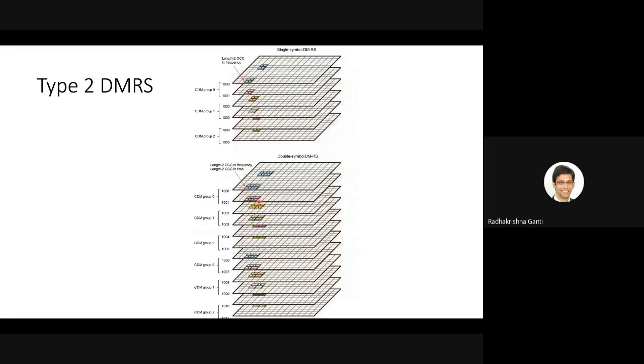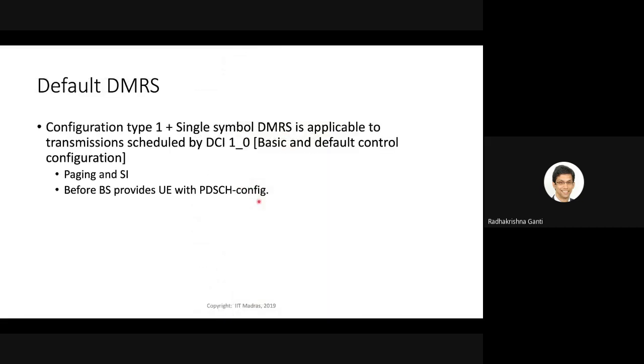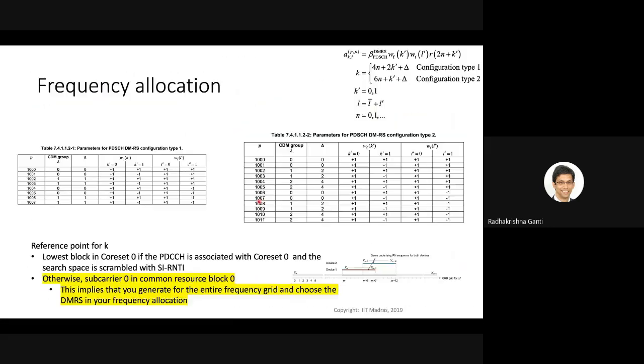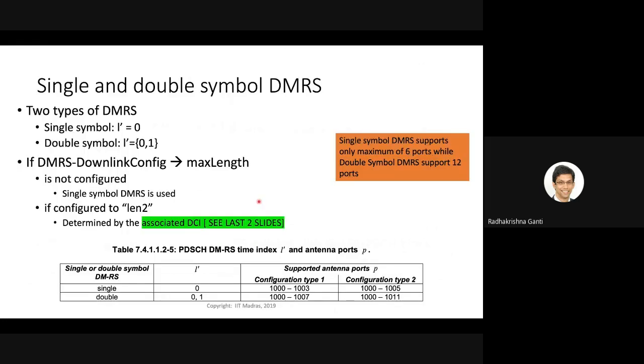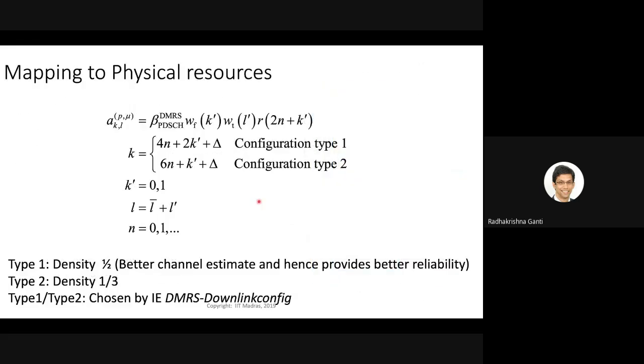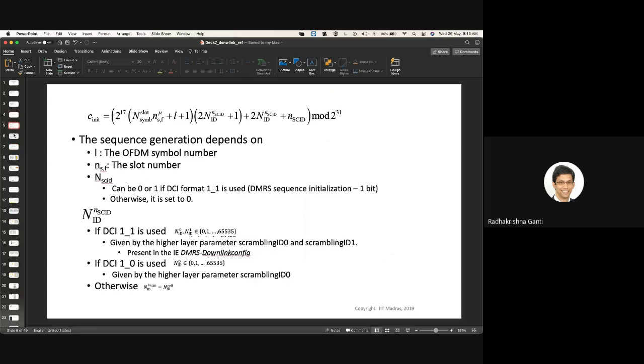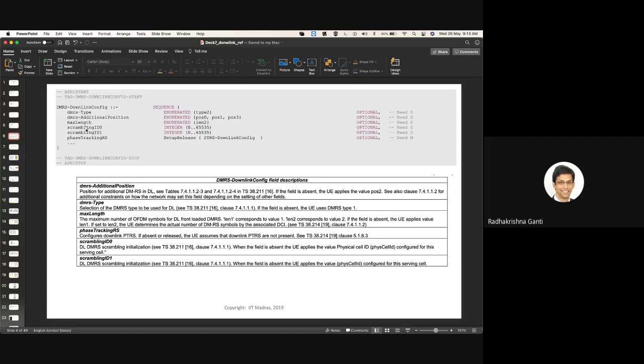So this is for type 2 DMRS. Type 2 DMRS also has the same thing. So the basic thing is the default DMRS type. What did we see? We saw that this particular IE is required. Now, what is it called? The DMRS config IE is what configures the entire DMRS. This particular thing, DMRS downlink config.